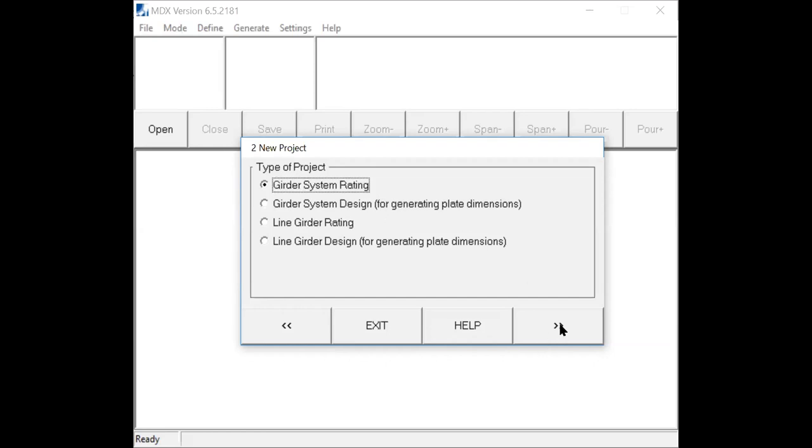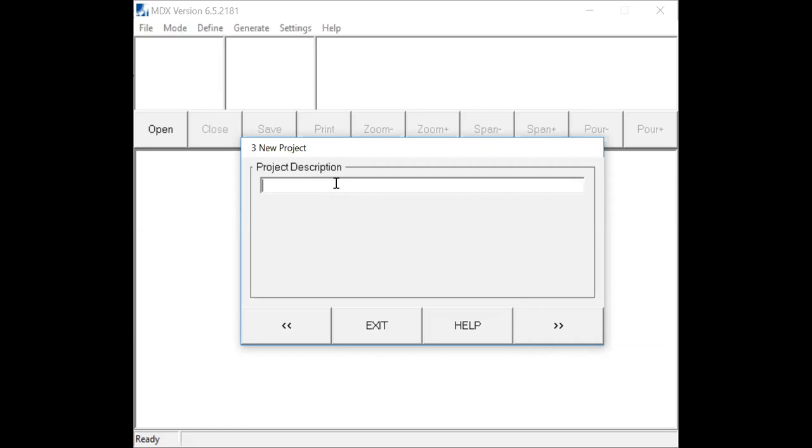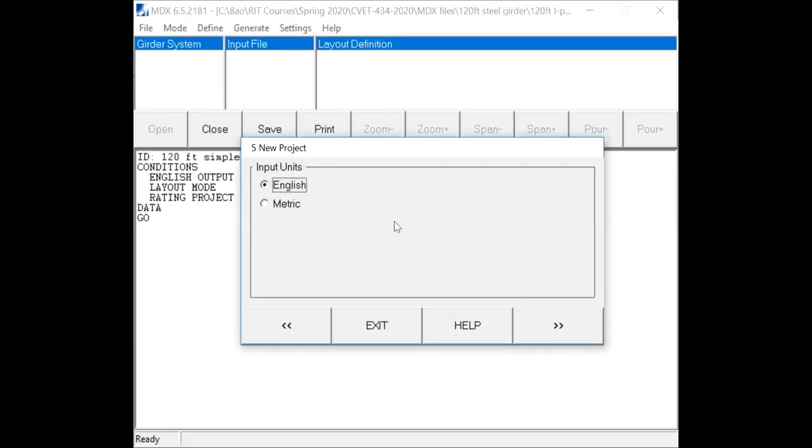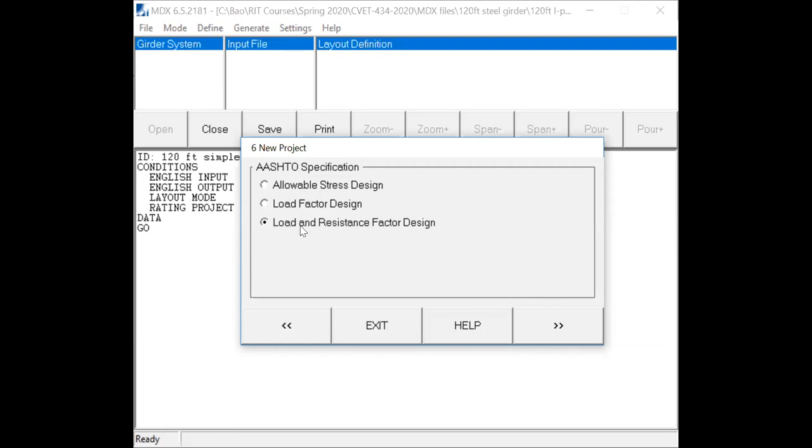Okay, just go to next. And for project description, I will put 100-foot simple span I-plate girder bridge. And unit English, and go to next. And we use load and resistance factor design, called LRFD design. And type of the girders, plate girder. So we use the plate girder option.